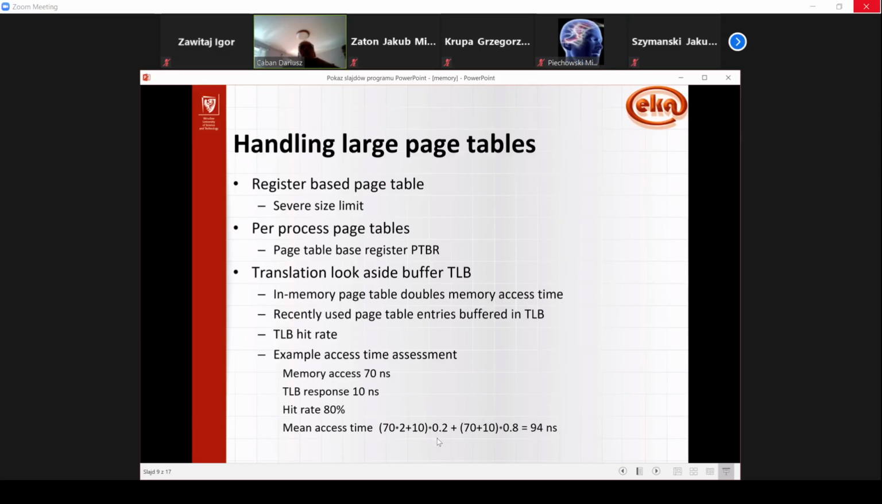From this you see, if you have a good enough hit rate, then you lose only a very small amount of time. But if you have a small hit rate, that means that you are using too small a cache, then you can even double the time of accessing page blocks, because you first have to read the page table, and then from the page table, you have to read the in-memory page.